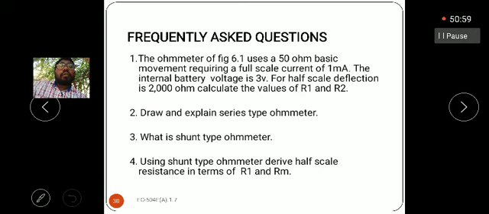This is the total presentation of the series type ohmmeter and the shunt type ohmmeter. I hope all of you understood this presentation or class.